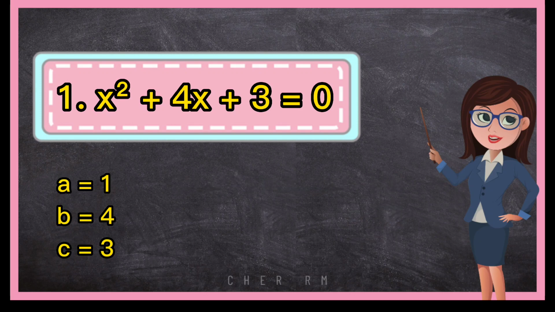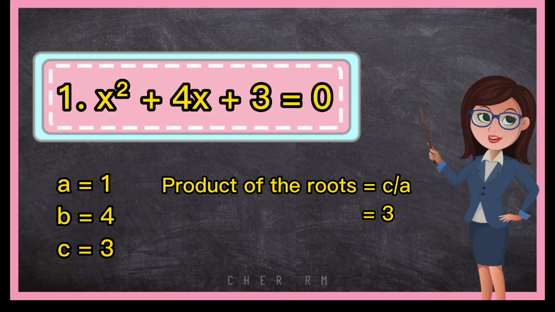While the product of the roots of quadratic equation is x sub 1 times x sub 2 equals c over a. Substitute the value of c, which is 3, then a is 1, then 3 divided by 1 is equal to 3. So the product of the roots of quadratic equation is 3.